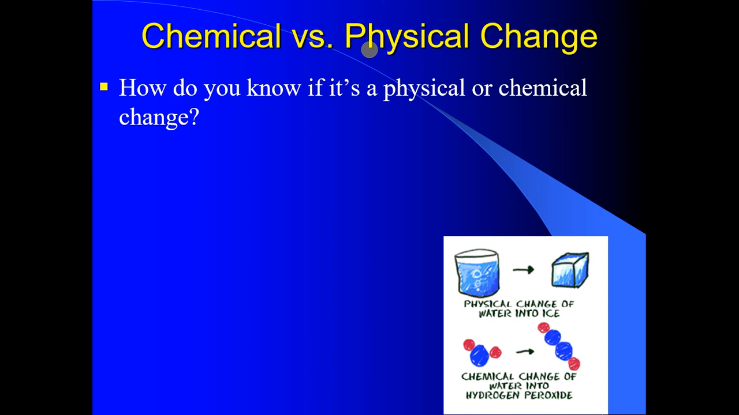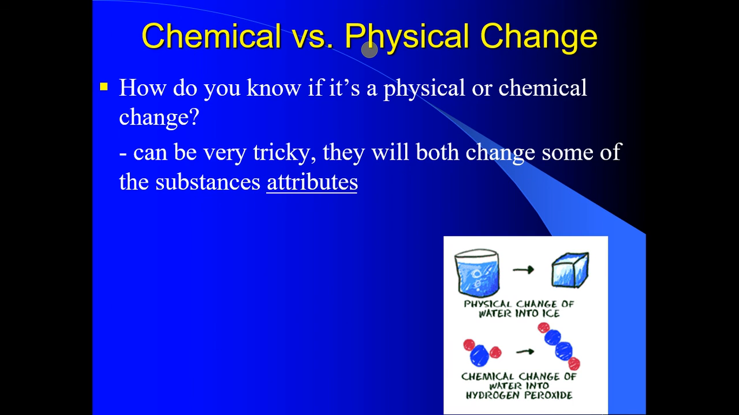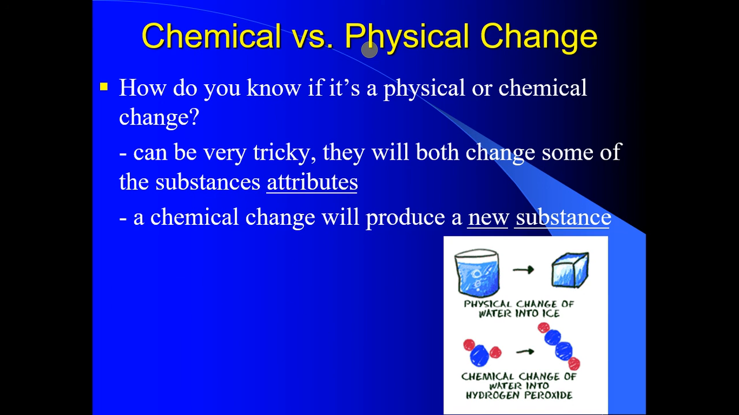So, how do we know if it's a physical or a chemical change? It can be very tricky sometimes because in both cases, a substance's attributes or its properties might be changing. A chemical change will always produce a new substance, like burning paper, we're producing ash, which is just basically carbon. In a physical change, we don't produce a new substance. Look at this. Beaker of water, freezing is a physical change. It produces solid ice, still both water. Different physical properties, still water.